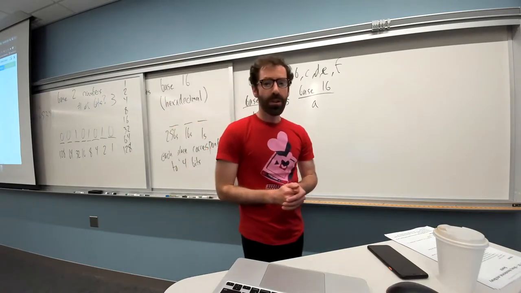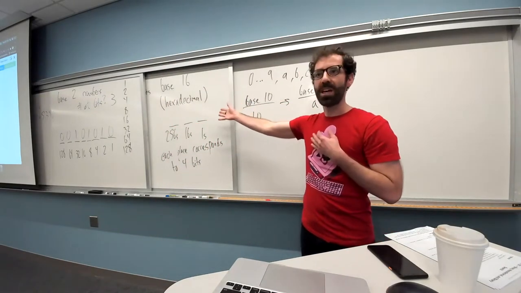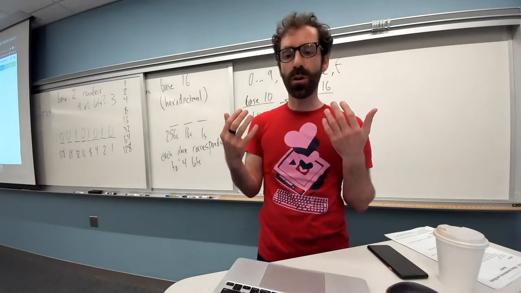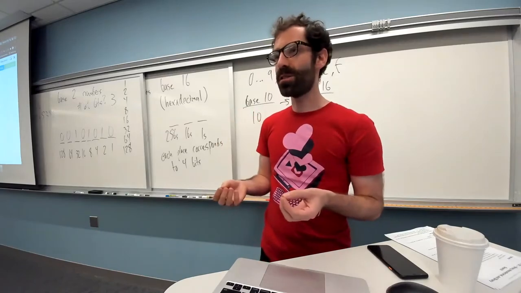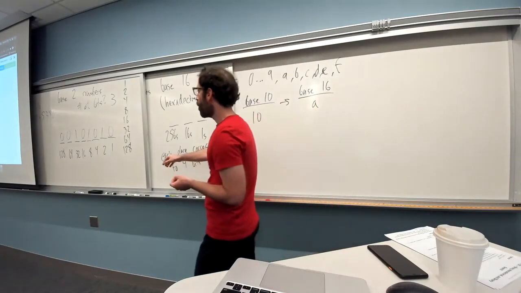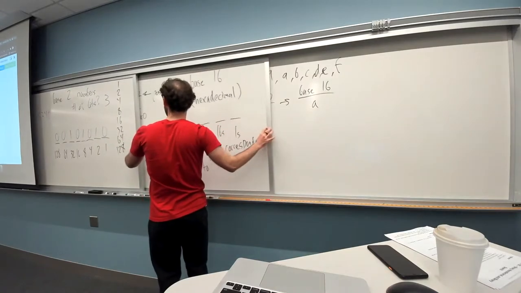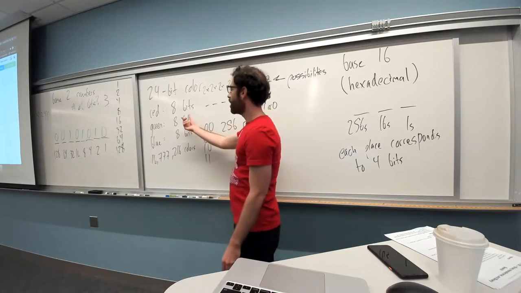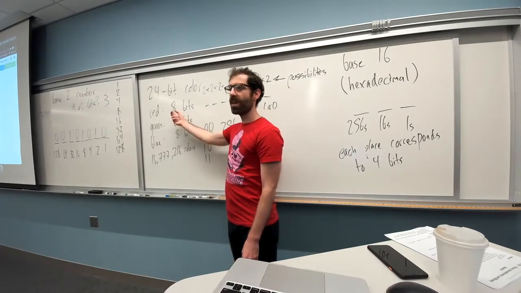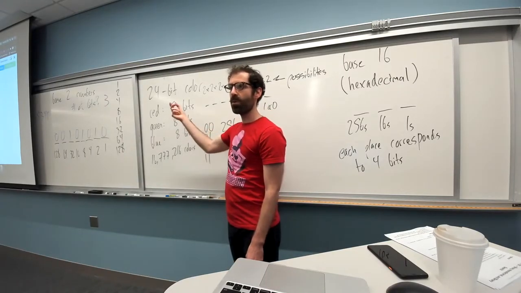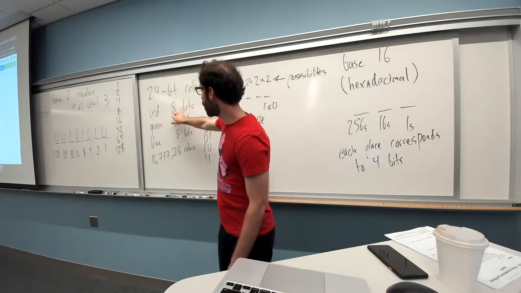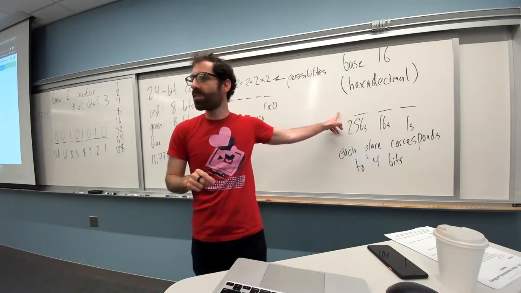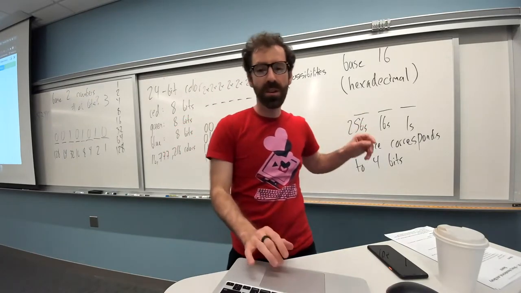The main reason that I bring up hexadecimal is that we commonly encounter it when we're writing down colors. Why colors? Because each of our colors is 8 bits, which means each of our red values we can express as 2 hexadecimal digits, because each of those is 4 bits.